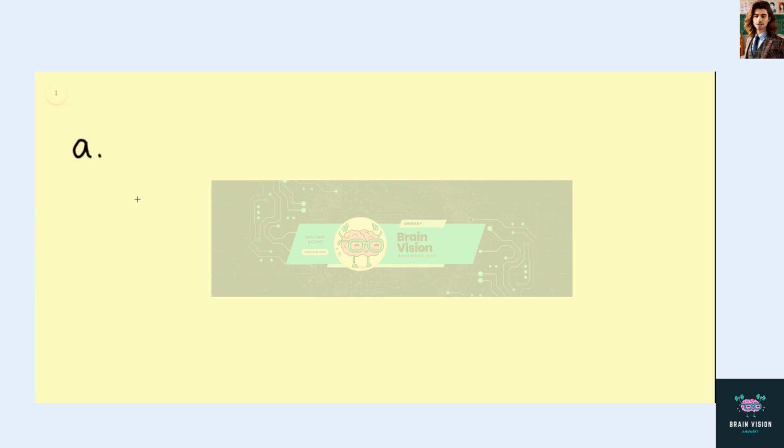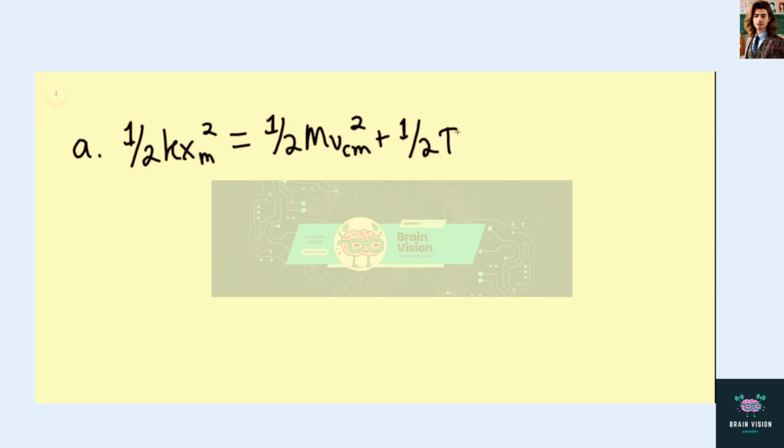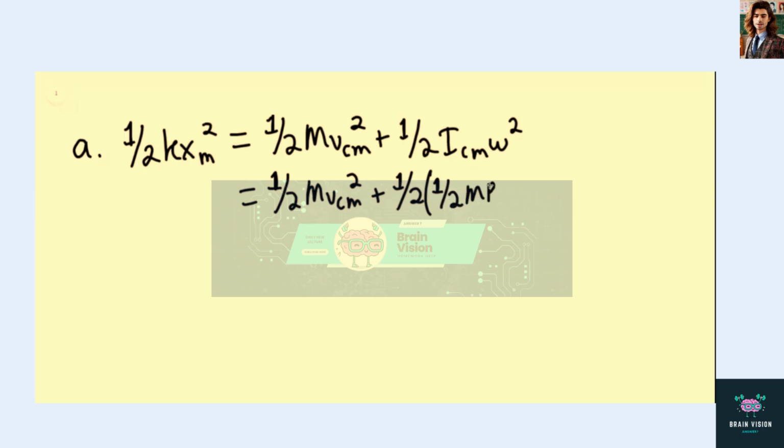For part A, the potential energy at the turning point is equal to the total kinetic energy as it passes through equilibrium. So we can say 1/2 times k times the amplitude squared would be equal to 1/2 times the translational kinetic energy plus the rotational kinetic energy, 1/2 I omega squared. This would be equal to 1/2 times m times v_cm squared plus 1/2 times 1/2 m r squared multiplied by (v_cm over r) squared.